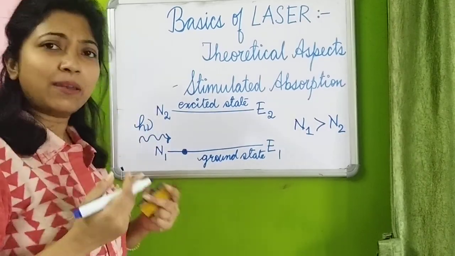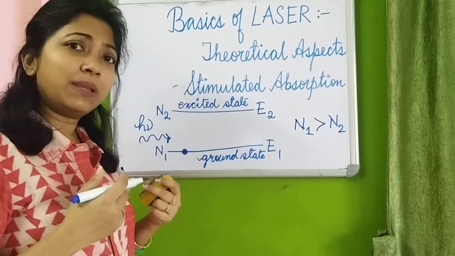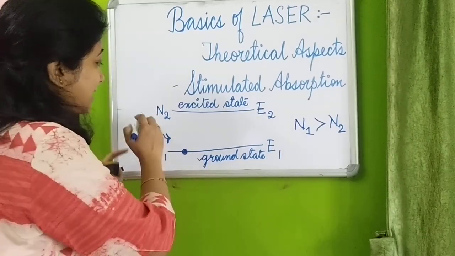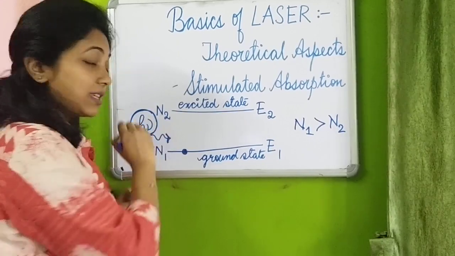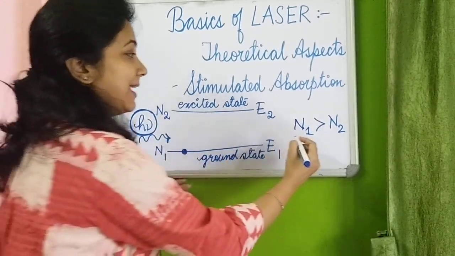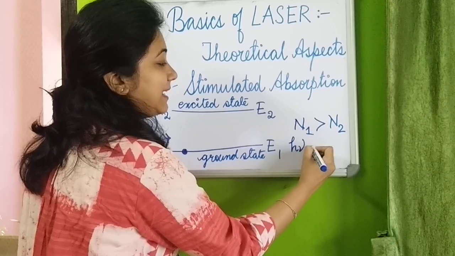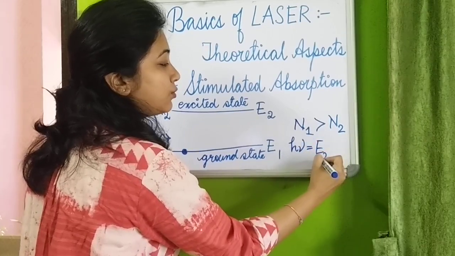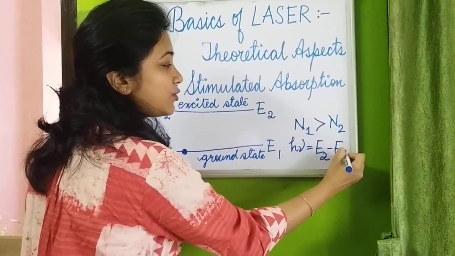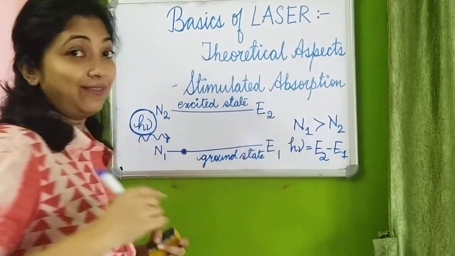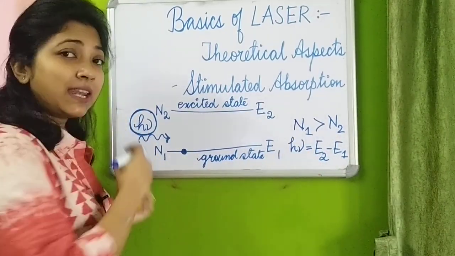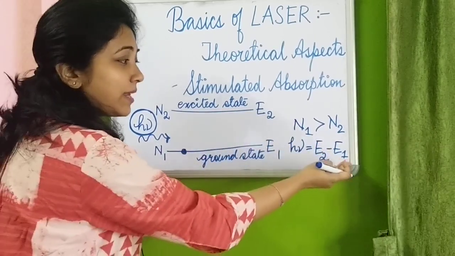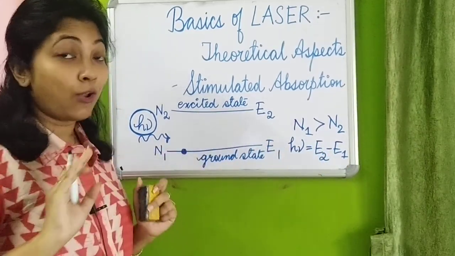This h nu can be anything. It can be more, it can be less. But this h nu will only be able to stimulate the absorption process when it is exactly equal to the difference between the two energy levels, which means E2 minus E1. If I am providing more energy, h nu greater than E2 minus E1, this process will not trigger.